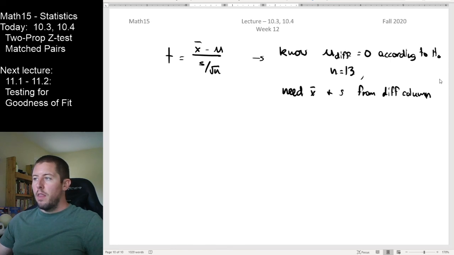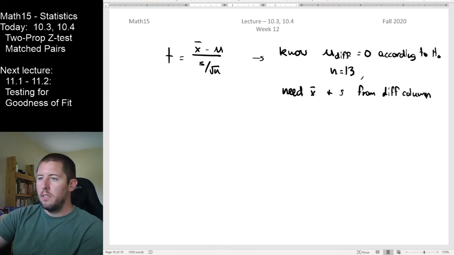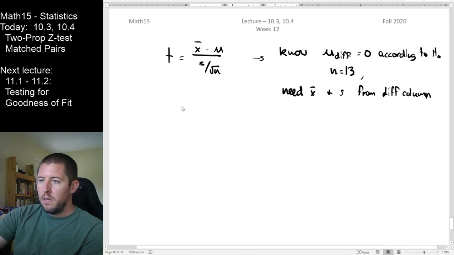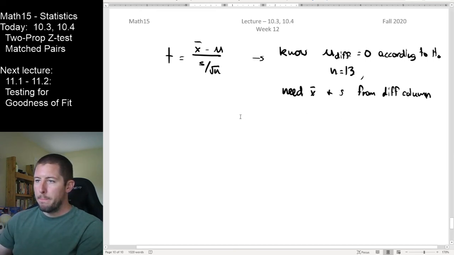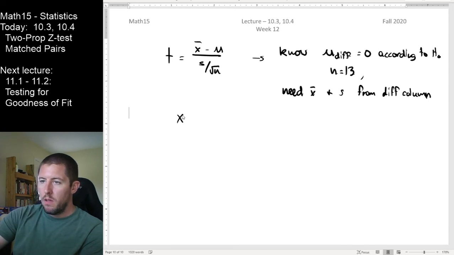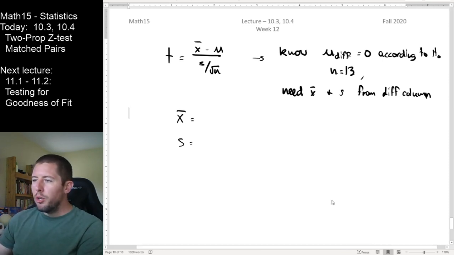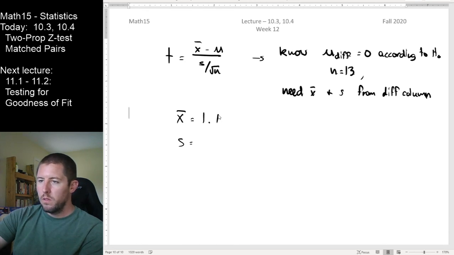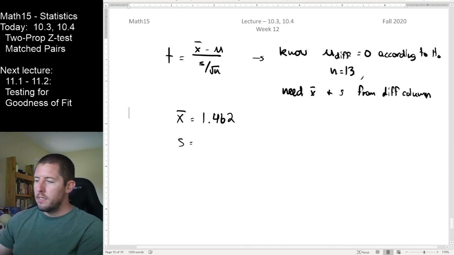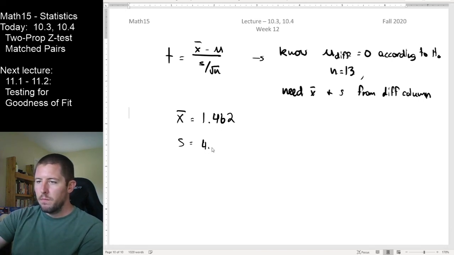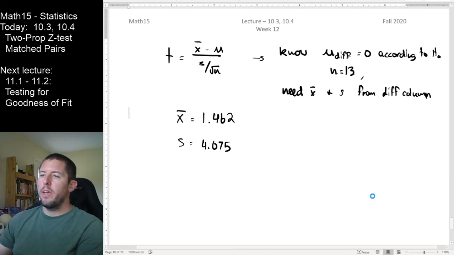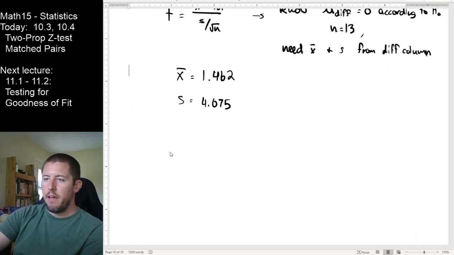We just saw that we were getting x bar and s. X bar was 1.462. S was 4.075. So now we can go ahead and compute our test statistic. That'll easily get us a p-value, get us our conclusion, and we will be good to go.